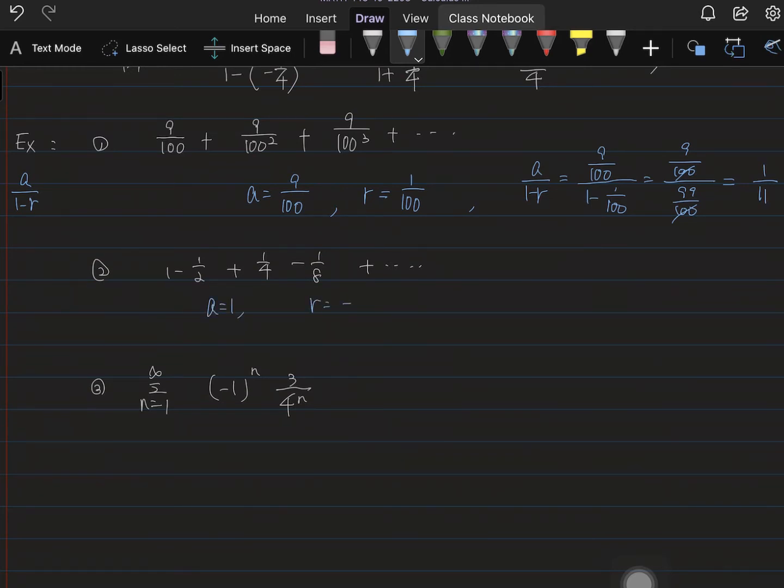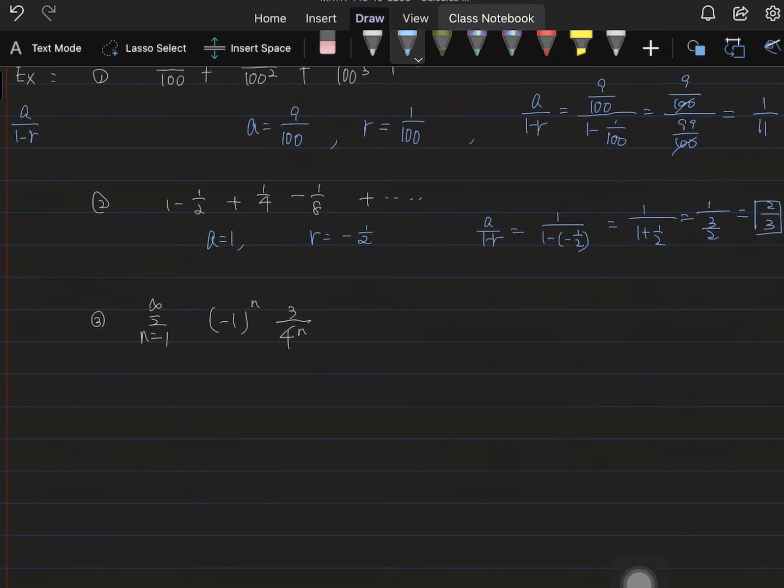r equals negative 1/2. Plug in. a over 1 minus r equals 1 over 1 minus negative 1/2, which is 1 over 1 plus 1/2, so 1 over 3/2. That gives 2/3 as the final answer.